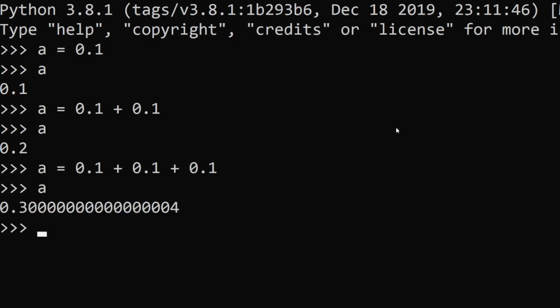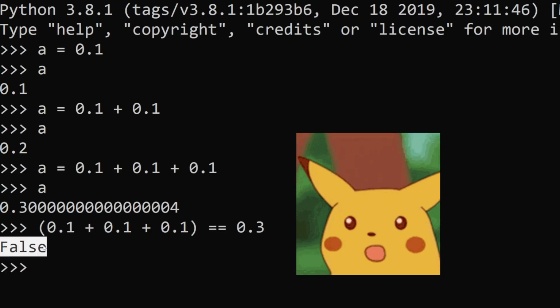However, that's not quite the case. As you can see, a is now holding not exactly the value 0.3, but a value that's ever so slightly bigger than that. In fact, if I try to compare 0.1 plus 0.1 plus 0.1 to 0.3, get ready for it, we'll get a false output.